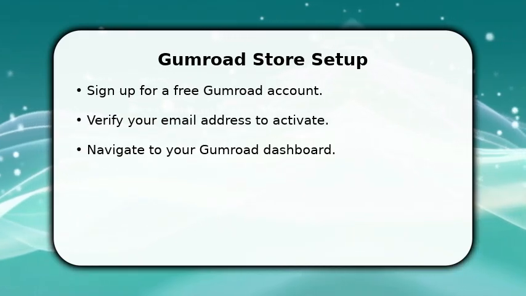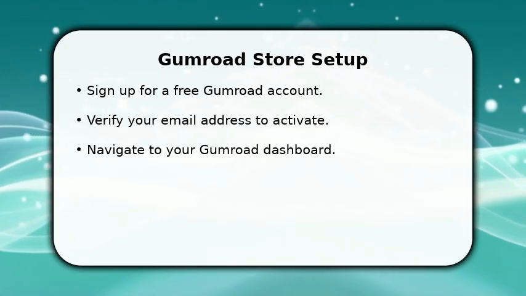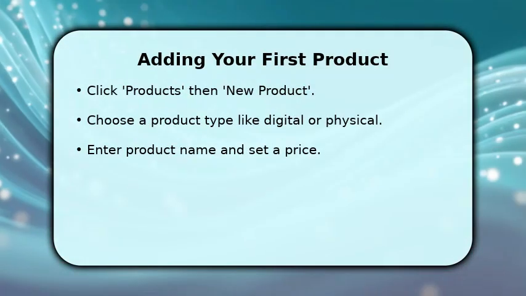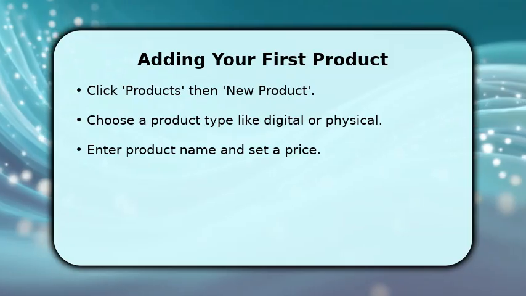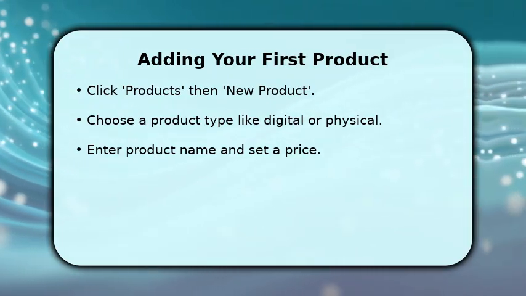Once verified, you'll be directed to your new Gumroad dashboard, ready to explore its features and begin building your online presence. Now that your account is set up, let's add your first product. From your dashboard, locate and click on the Products tab, then select New Product.